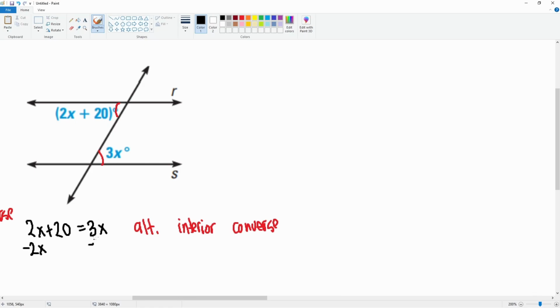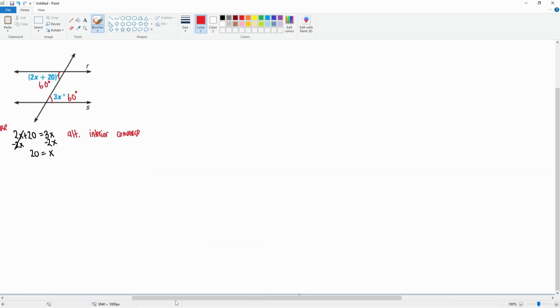So subtract 2x from both sides so we can get x alone. 20 is equal to just x. So there you go. If we plug it in, 3 times 20 is 60. Then we have 2 times 20 plus 20, which is 40 plus 20, also 60. Since these two angles are the same value, based on the alternate interior angles converse, it proves that line R is parallel to line S. There you go.